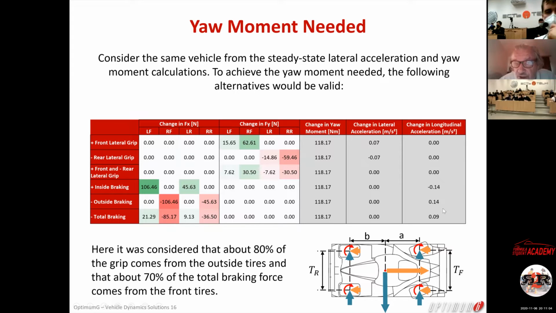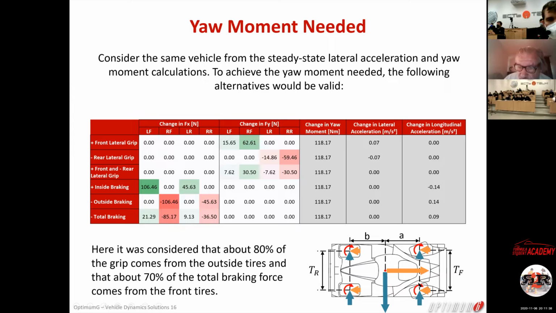And the change in longitudinal acceleration. So you see, for example, that when I increase the front grip, I can have a change of yaw moment like this, but look at that. I can increase the grip on the front, and that's going to give you more yaw moment. But I can also decrease the grip on the rear, and that's going to give me more or less yaw moment. So again, look at that.